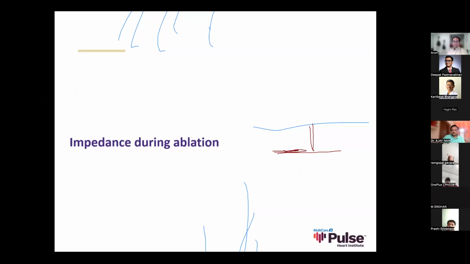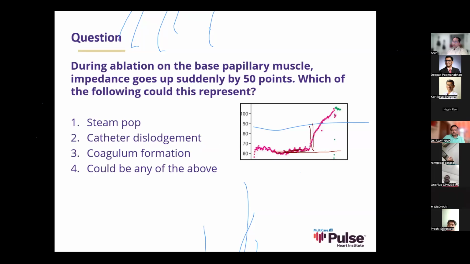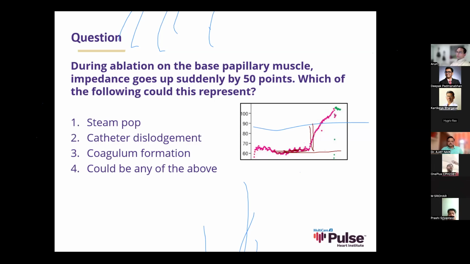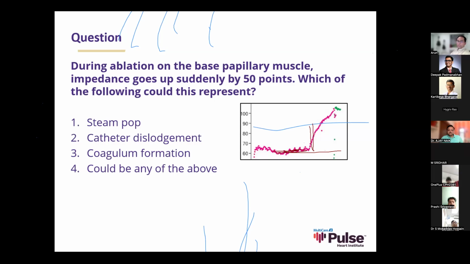Okay, so next we'll talk about impedance during ablation. Like we talked about, impedance can be affected by a lot of different things. So let's start with this question. During ablation on the base papillary muscle, impedance goes up suddenly by 50 points. Which of the following could this represent?